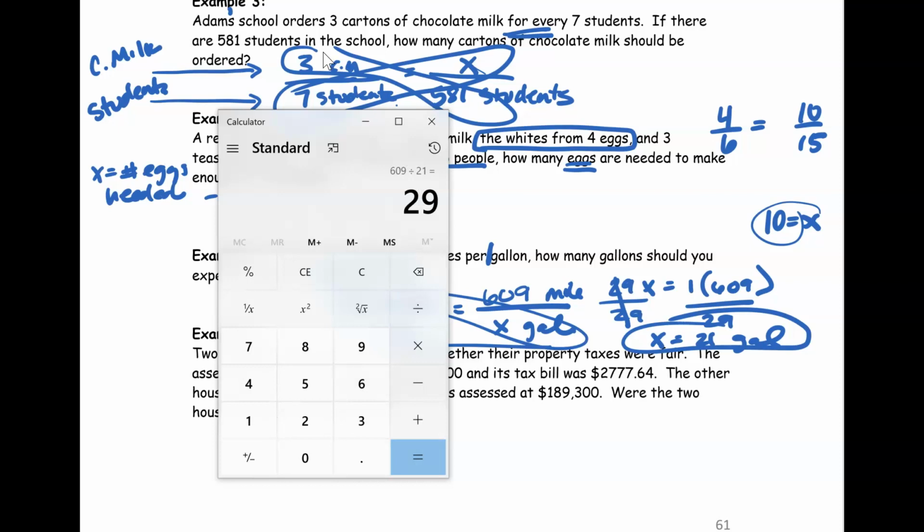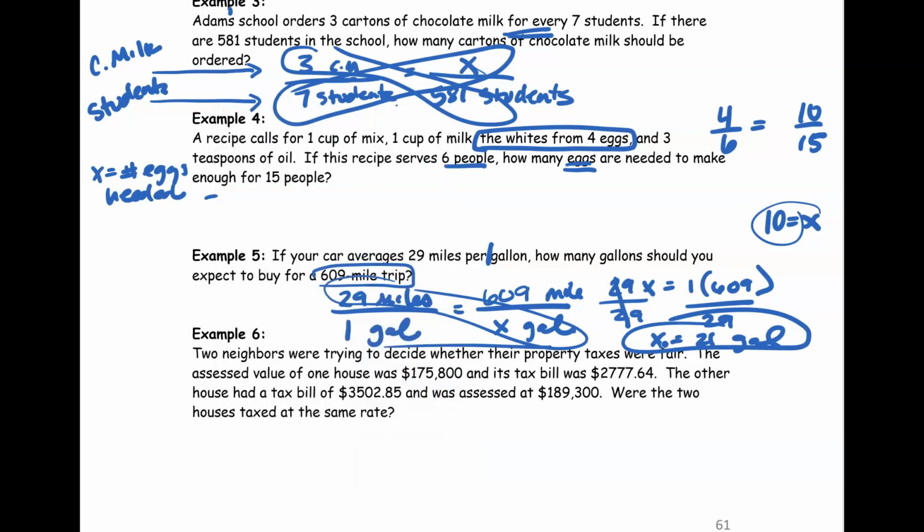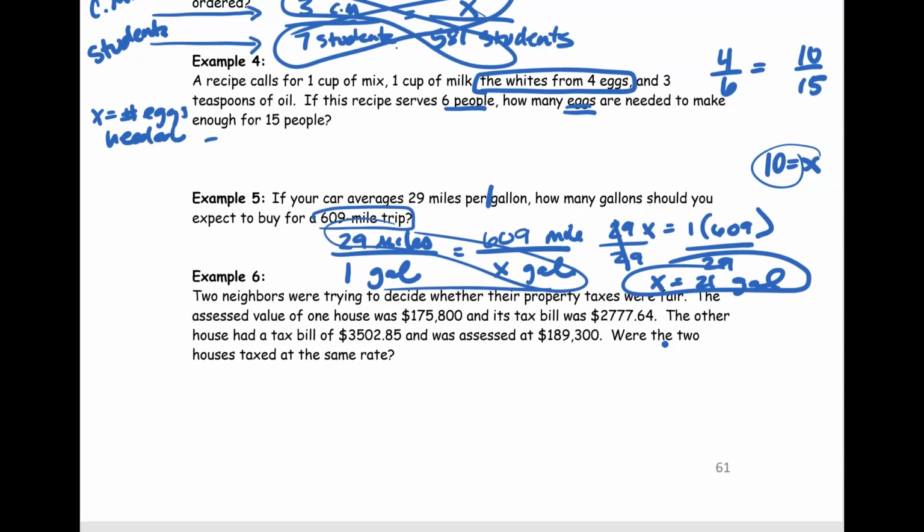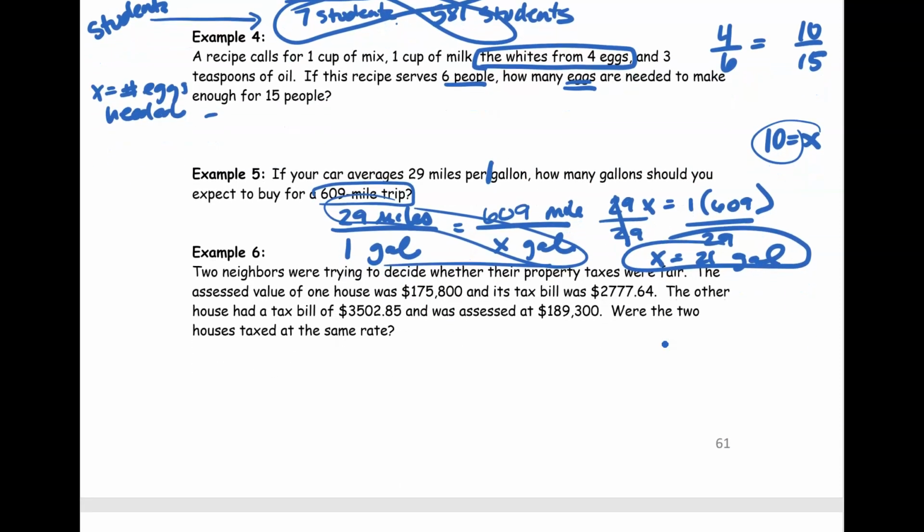And there we go, we get 29, so that confirms that we did that one right. And then last, we're going to do example 6. So two neighbors are just trying to decide whether their property taxes were fair. The assessed value of one house was $175,800 and its tax bill was $2,777.64. So I'm going to write that as a ratio.